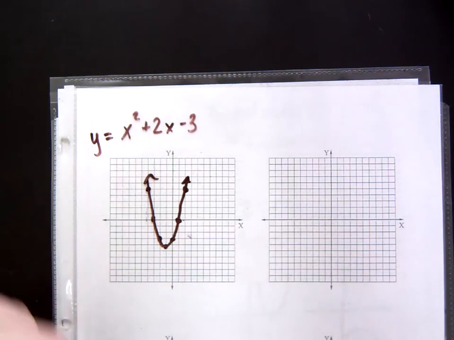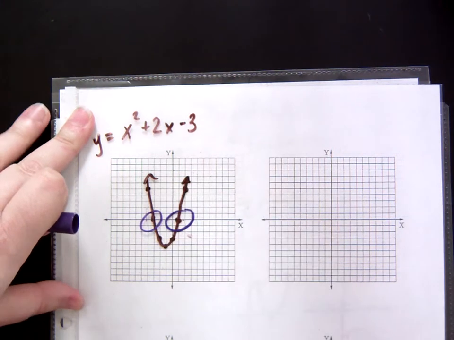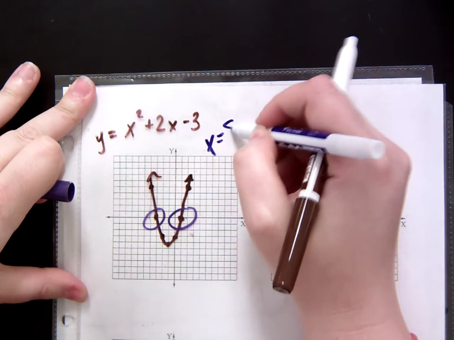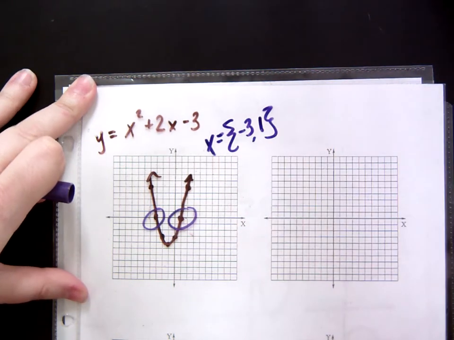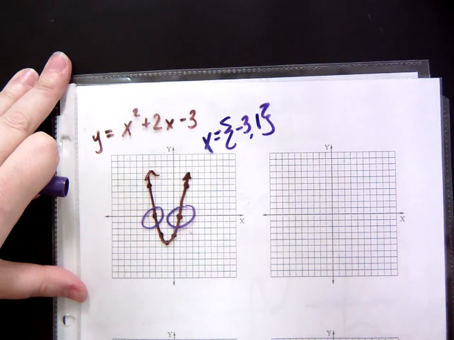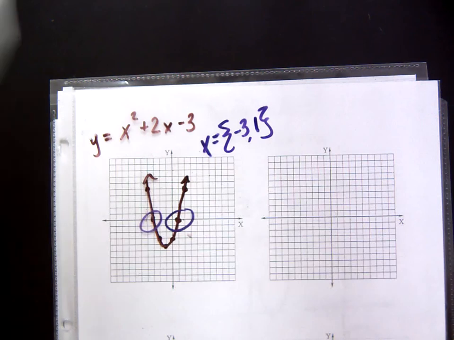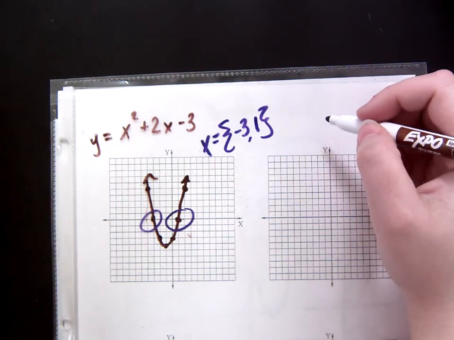Now, when I look at this, there are two places it crosses the x-axis, here and here. Those points, which are -3 and 1 on the x-axis, are your solutions. If a graph only crosses the x-axis once, there's only going to be one solution.